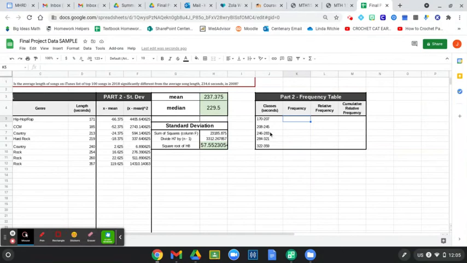So at this point, we would count the frequency. How many numbers happen between 170 and 207? So there's one, there's a second one, and because they're ordered, I just know it's these two. I don't have to keep looking. 2. Next, I want 208 to 245. It looks like 3 of those exist. Then 246 to 283. It's just those 2.